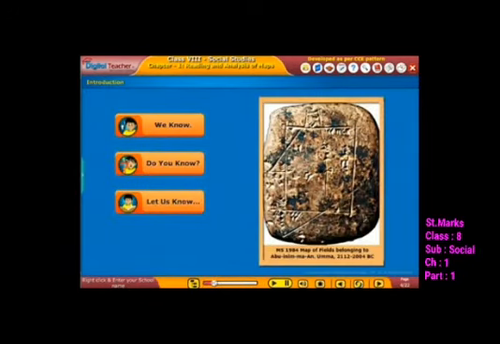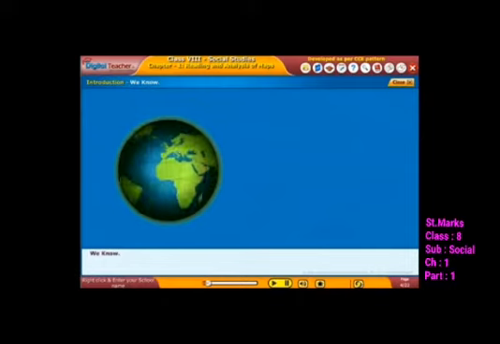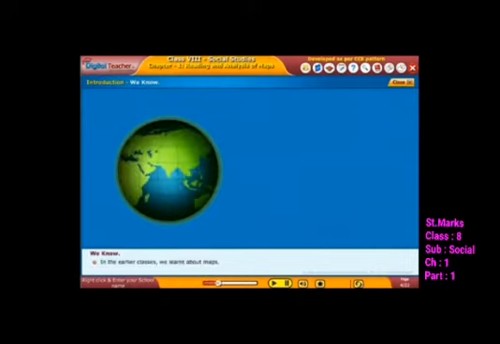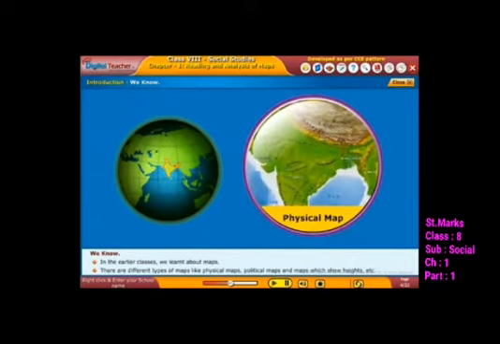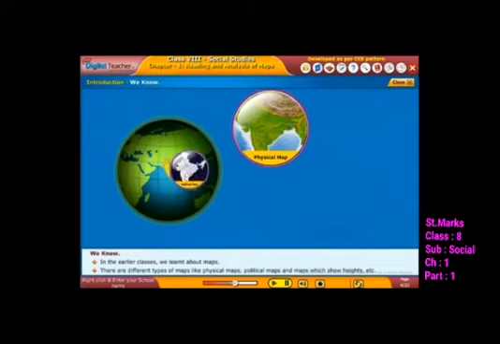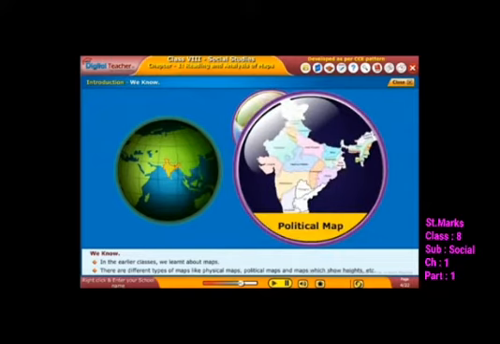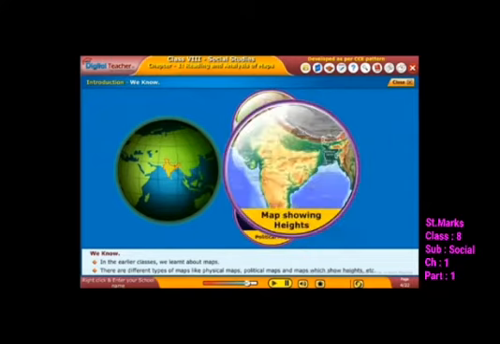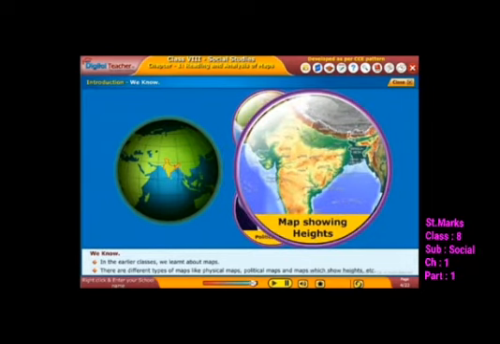Introduction. Before entering into the chapter, follow the instructions shown on the screen. Click each tab to know more. We know in the earlier classes we learned about maps. There are different types of maps like physical maps, political maps, and maps which show heights, etc.